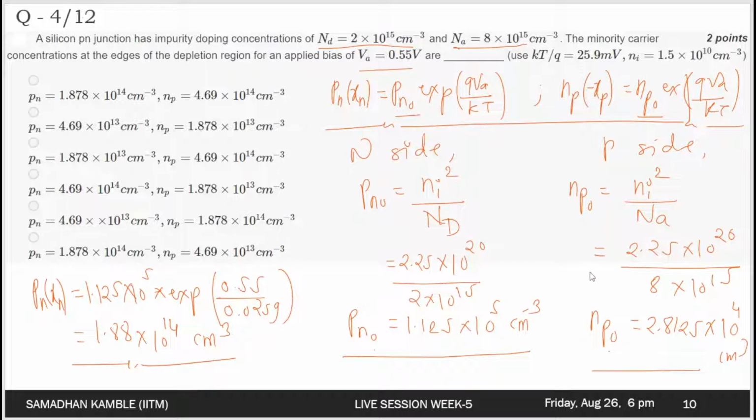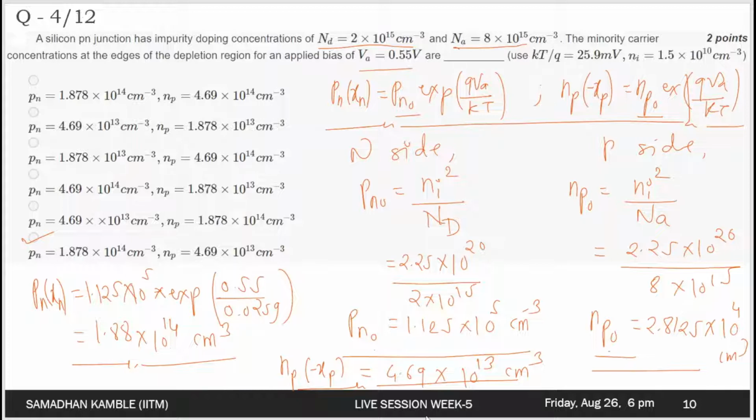And similarly, if you substitute the values of NP naught and VA in this equation, we will get the value of NP at minus XP as 4.69 times 10 to the power 13 per centimeter cube. So the option with these values is this here. So these are the values of the minority charge carrier concentrations at the edges of the depletion region.